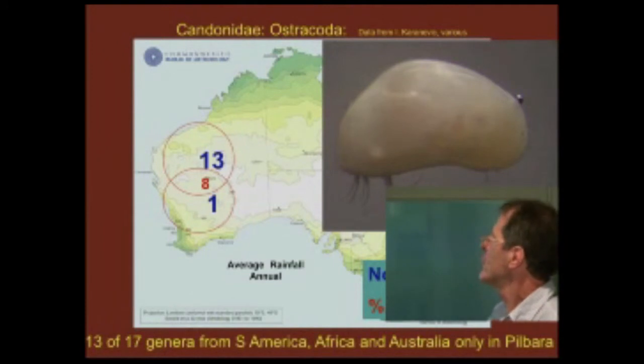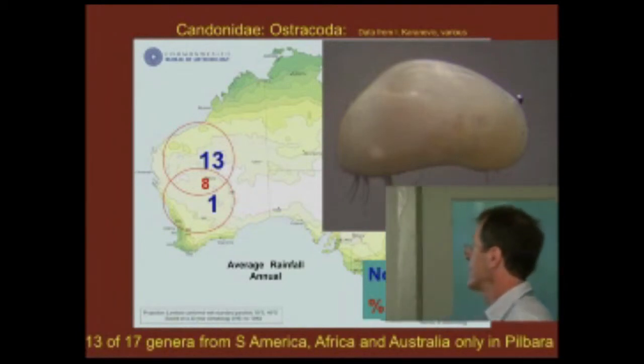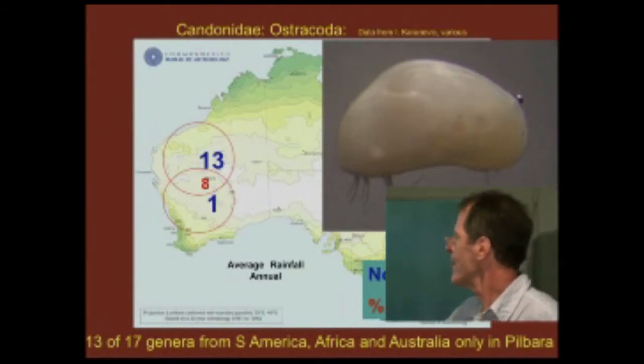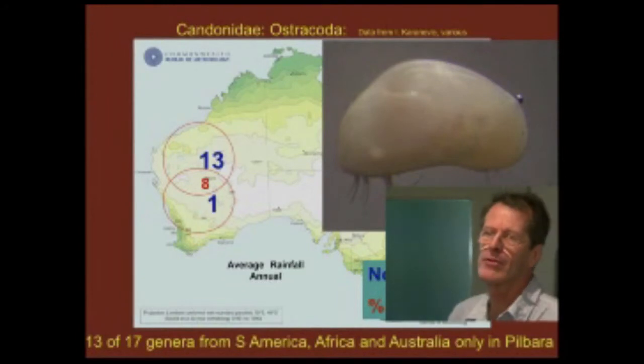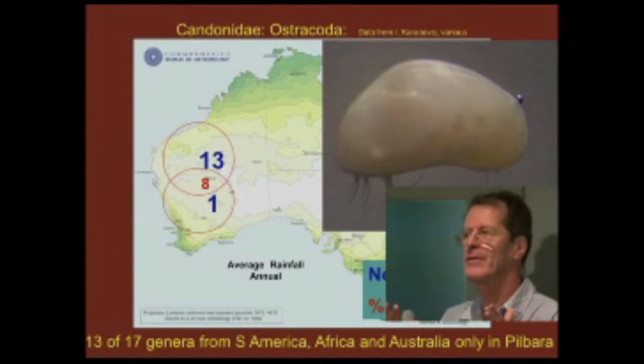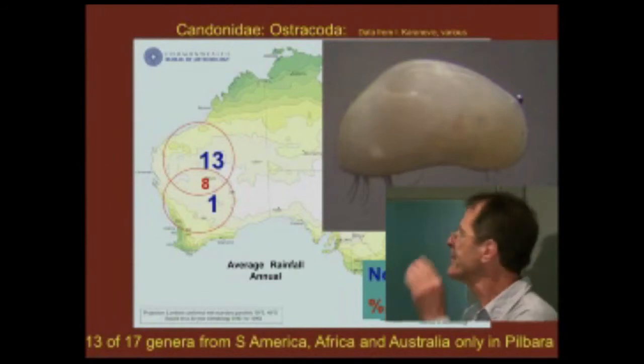And even more extraordinary, there's 17 genera of these Candinine ostracods known from Gondwana, basically from South America, Africa and Australia. Of those 17 genera, 13 are only known from the Pilbara. So the Pilbara is a huge centre of biodiversity for these animals globally. So it's incredibly important just for this one group of very ancient animals.